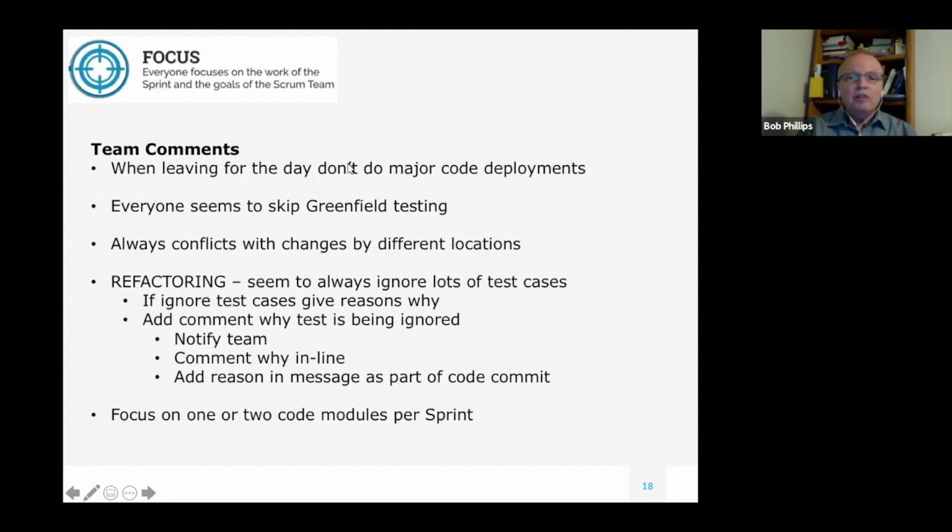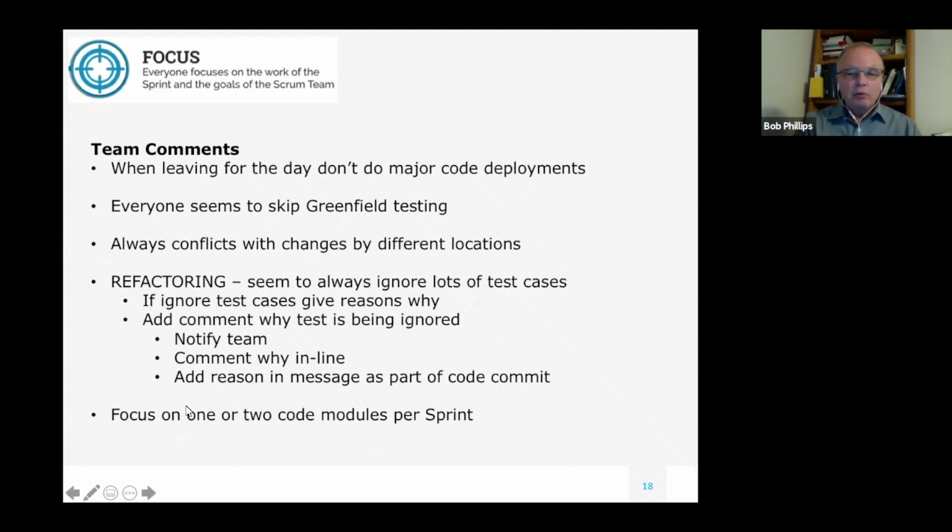When you leave for the day, don't do any major code deployments. A lot of times teams would be breaking the build. And I know you're not supposed to do that, but when you do continuous integration, they're just saying, if you got some major stuff, don't risk it right before you leave. And the next one was nobody seems to be doing any testing, and our changes were conflicting. And when we refactored, we seemed to just comment out the test cases and not tell anybody that we took the test case out, because we do a lot of automated testing.